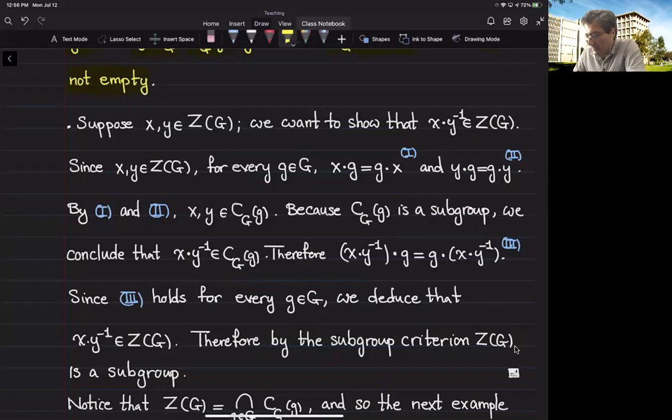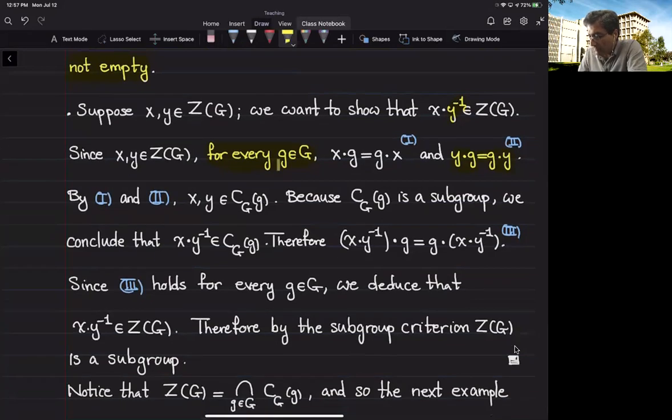So again, I need to bring Y inverse to the picture. But what does it mean that Y is inside the center? Y being inside the center means for every G inside the group, YG is GY. Now, that means for every G, Y is in the centralizer of G. But the centralizer of G is a subgroup, which we have proved.